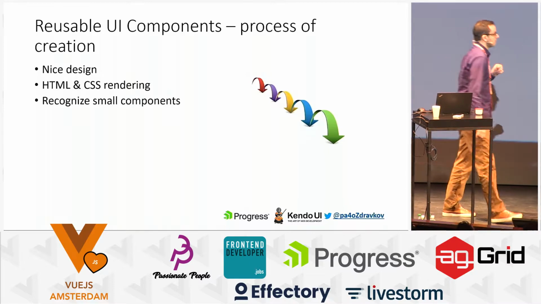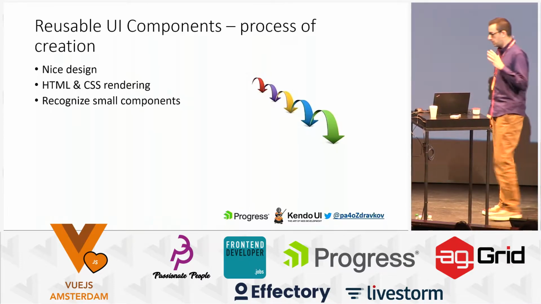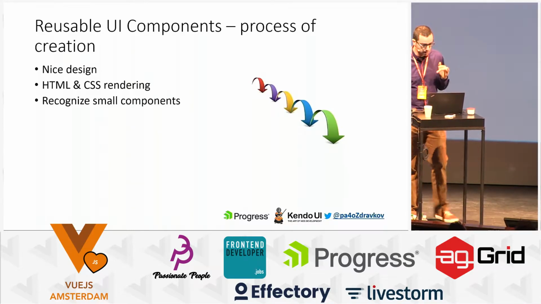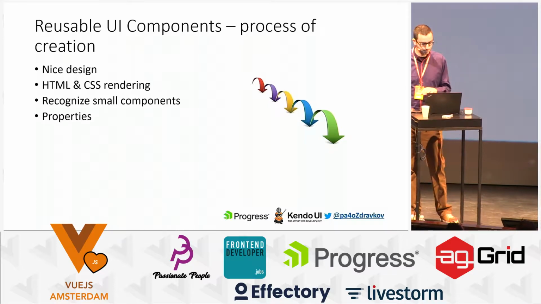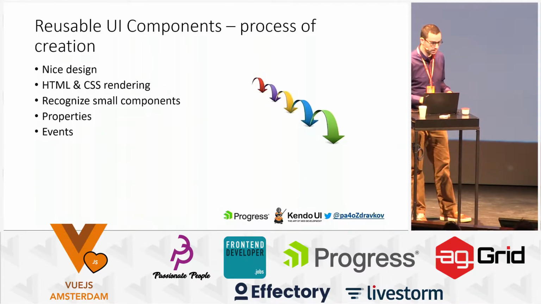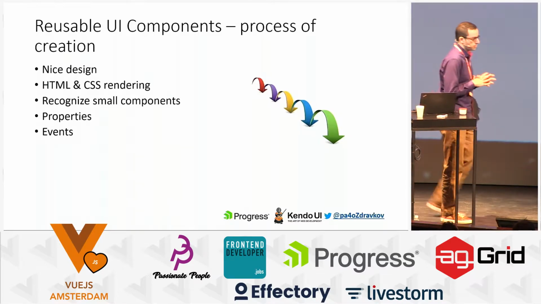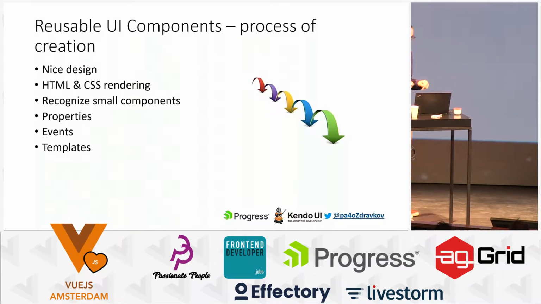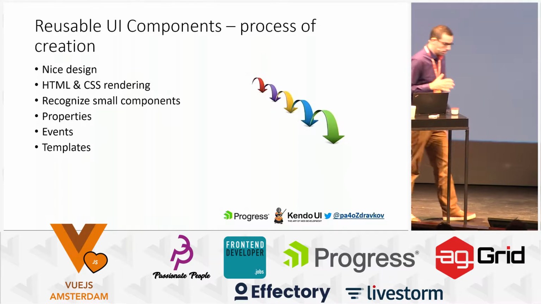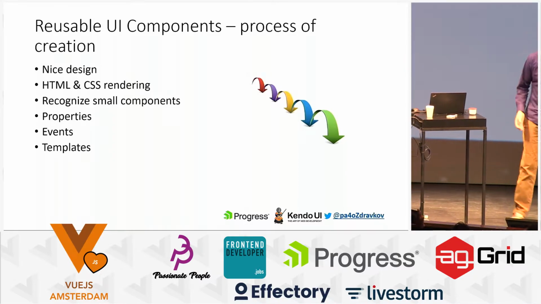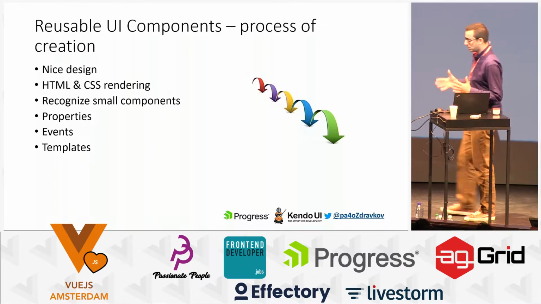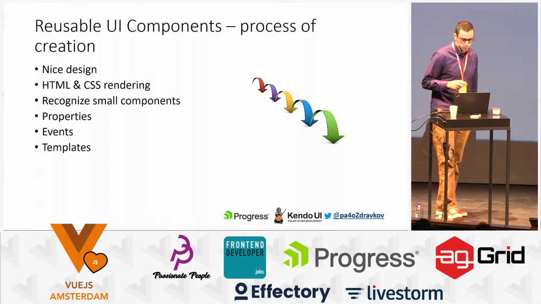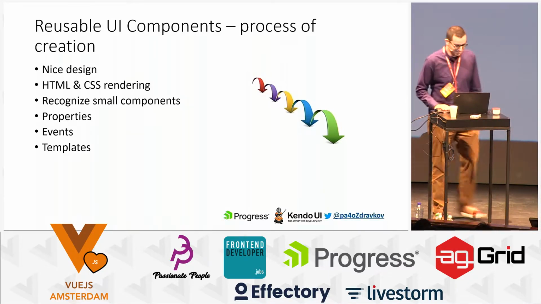The next step that we usually take is to recognize some small components and divide this HTML into small parts so that we can have small and easily testable components. After that, we take properties and events and export them so that this component can be easily communicating with the environment where it is. The next part may be adding a template. We usually do a pretty nice HTML, but there are often some cases where you want to put some custom HTML that will be used instead of the default one.